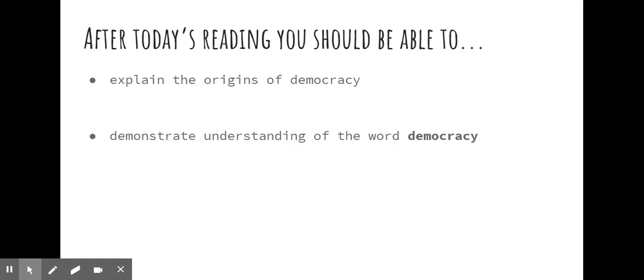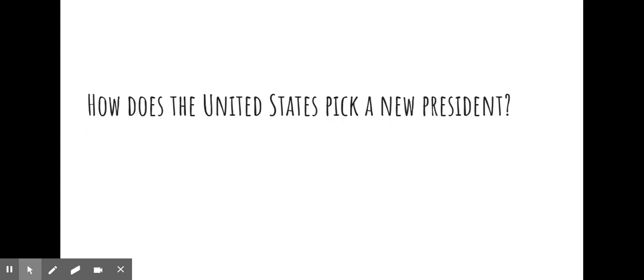After today's reading, you should be able to explain the origins of democracy and demonstrate understanding of the word democracy. So again, I'll quickly give you a definition of democracy just so you have that in the back of your mind as we go through this. So democracy is like a way of governing or ruling, and it gives power to the people to choose their leaders. So when we ask this question, who has the power? Who's the one picking the president? It's the people. So that means it's a democracy.